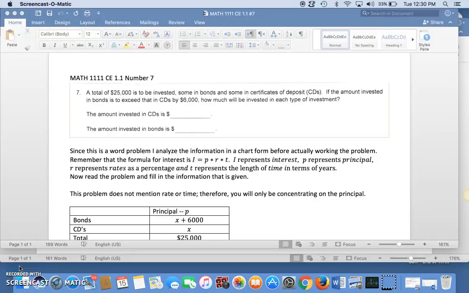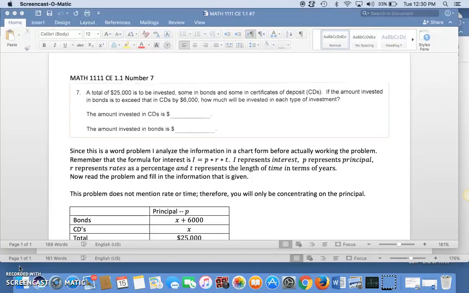The problem states a total of $25,000 is to be invested, some in bonds and some in certificates of deposit, also referred to as CDs. If the amount invested in bonds is to exceed, meaning more than, that of the CDs by $6,000, how much will be invested in each type?